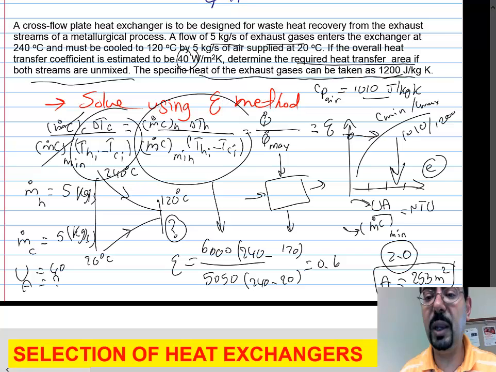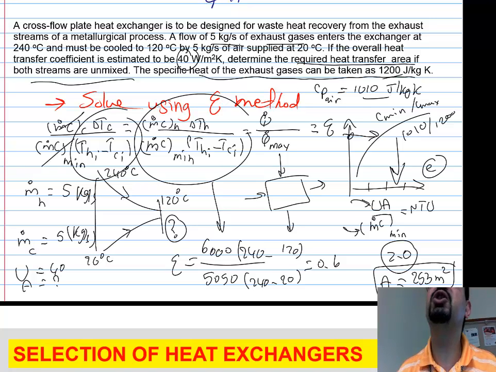Right? Because you will read the area and U and M dot CP from this x-axis. You will come here at C max, you'll come up with the epsilon, and that will tell you the Q of the hot or the cold. And you can come up with how much heat will be transferred or what's the exit temperature.